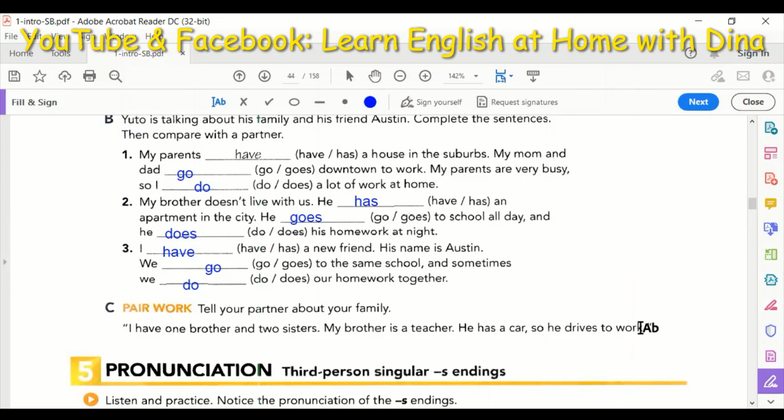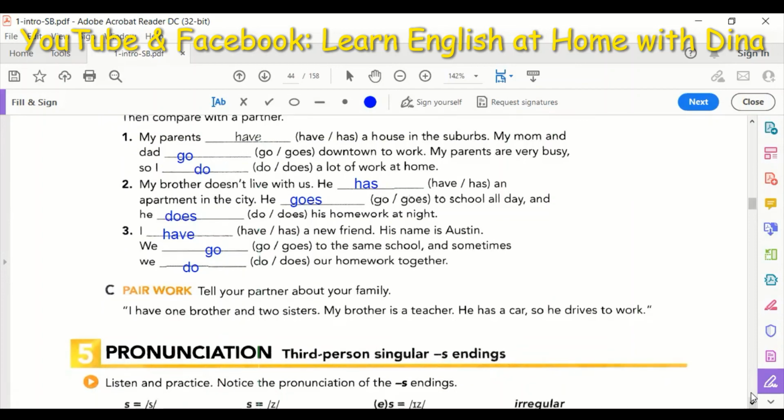So I want you please to prepare. عايزاكم تجهزوا كل واحد يجهز 5 sentences for the next session. نبدأ بيها المحاضرة إن شاء الله يوم الاثنين القادم. كل واحد يجهز بس 5 sentences like this example. I have one brother and 2 sisters. My brother is a teacher. He has a car, so he drives to work.